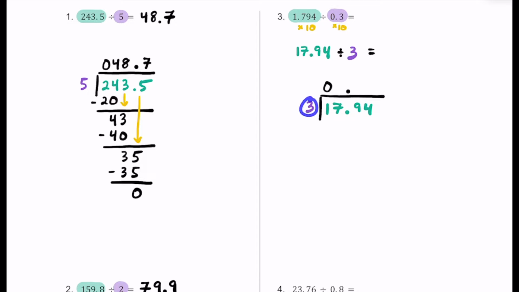How many times does 3 fit into 17? Fits in 5 times. 5 times 3, that's going to be 15. That's as close as we could get. And so we can see here that we're off by 2. So 17 minus 15 is 2. And then next we're going to bring down this 9 and then repeat the process all over again.